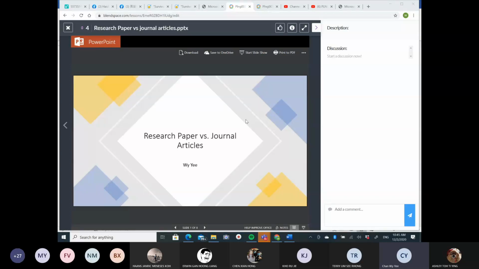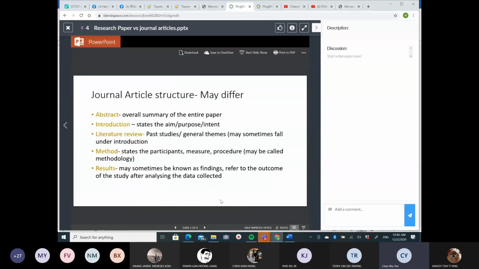Okay, so today's topic is research paper versus journal articles. How are they different and how to identify them? All right, so first of all, I have to tell you that journal article structures may differ, like what I said earlier. Different people have different styles of writing, different ways of categorizing things. That is why, if you can see, we have different formats for every single journal article. They may have different subsection names, but they may mean the same thing. They may incorporate and combine certain things together, or they may be separating them.